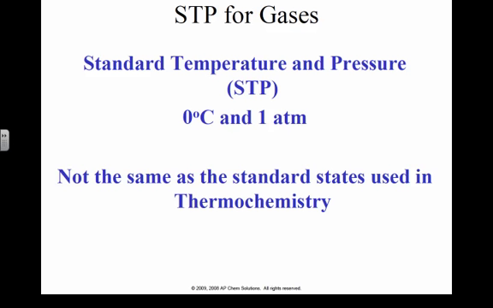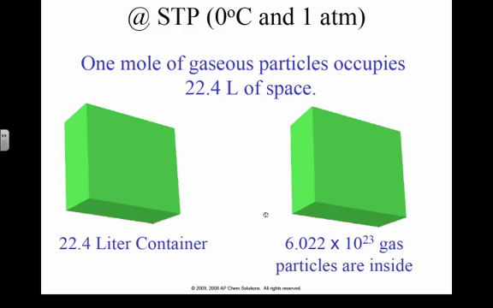Don't forget what STP stands for. STP is standard temperature and pressure. Standard temperature will be 0 degrees Celsius, which is 273 Kelvin. Standard pressure is 1 atm or 760 millimeters of mercury or 760 torr or 101.3 kilopascals. Remember, these are not the same standard conditions that they were in thermo.